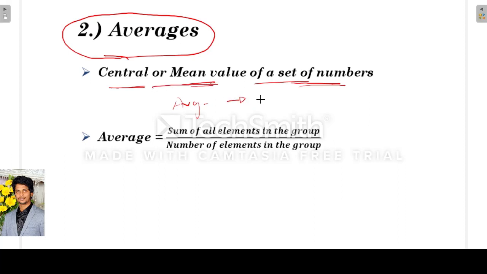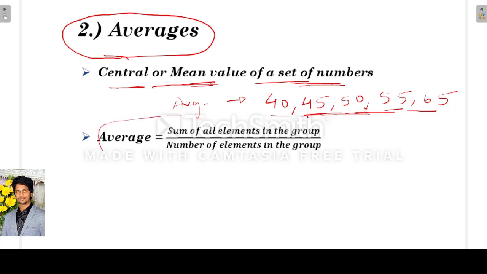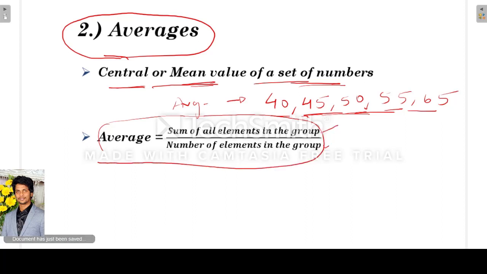So for example, let's say there is a set of numbers like 40, 45, 50, 55 and 65. You can see it is a set of 5 numbers. How shall we find the average of this set? To find the average, we have to add all the elements in the group and divide it by the number of elements in the group.